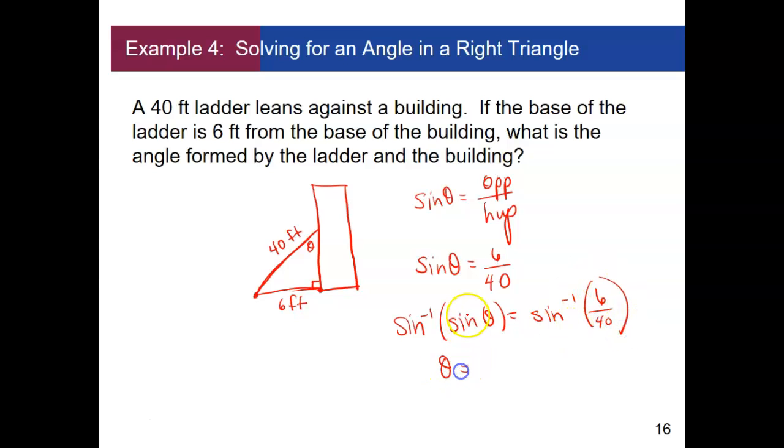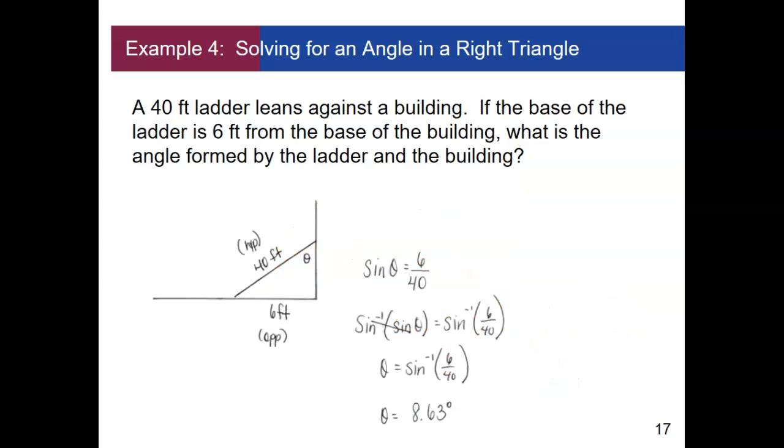So theta, we know these cancel. So theta is going to be the inverse sine of 6 over 40, or 8.6 degrees. And again, just pay attention to what it's asking you to round to.